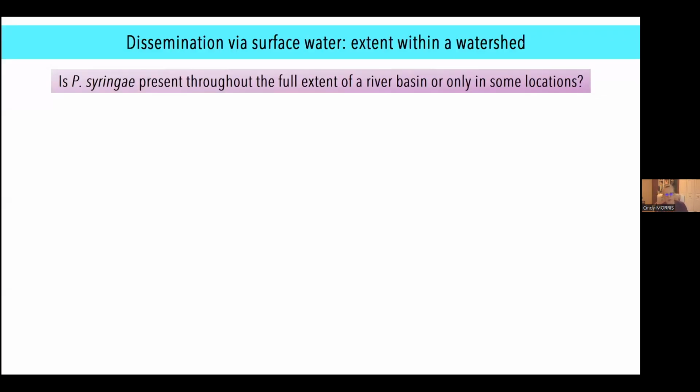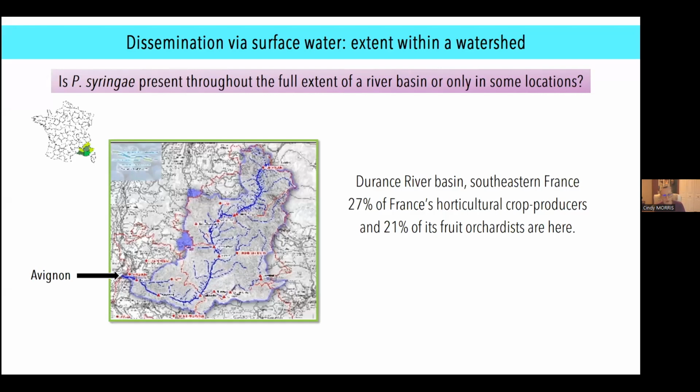So the first question is about the extent that Pseudomonas syringae is present in a watershed. The question we asked is: is Pseudomonas syringae present throughout the full extent of a river basin or only in some locations, like, for example, near diseased crops? We focused our work on the Durance River Basin, which is in southeastern France. This river basin is in a part of France where there's 27% of France's horticultural crop producers and 21% of its fruit orchardists. So it's really the fruit and vegetable basket of France.